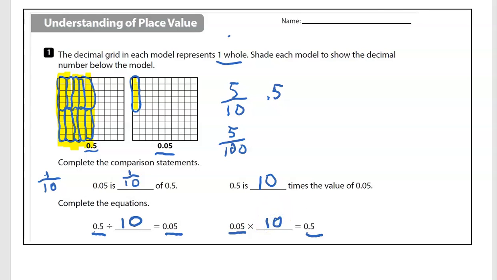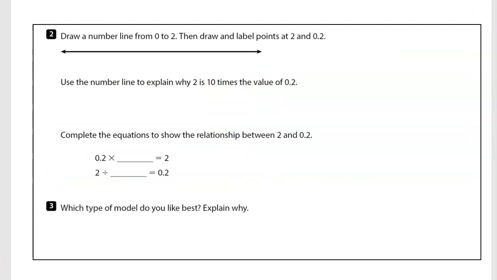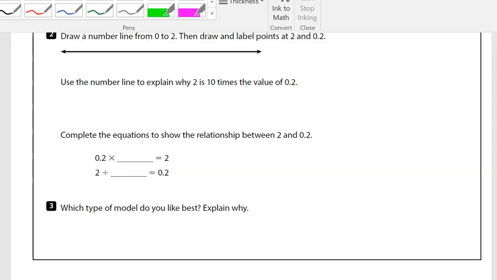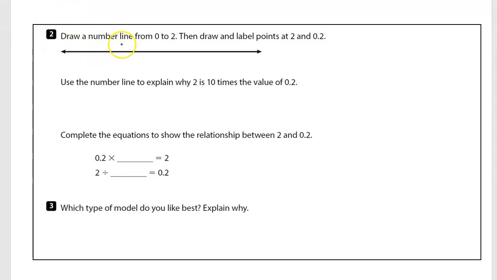Okay, let's pause and go down to the number 2. This time they're going to ask you to think about the relationship between tenths and hundredths, and this is just on a number line. It says, draw a number line from 0 to 2, then draw and label the points at 2 and 2/10. Okay, so we would start with 0. At the very end is 2. Halfway in between would be 1.